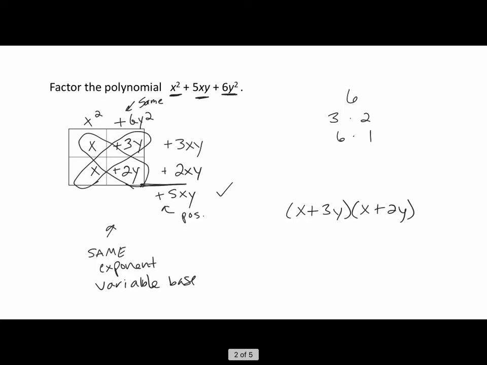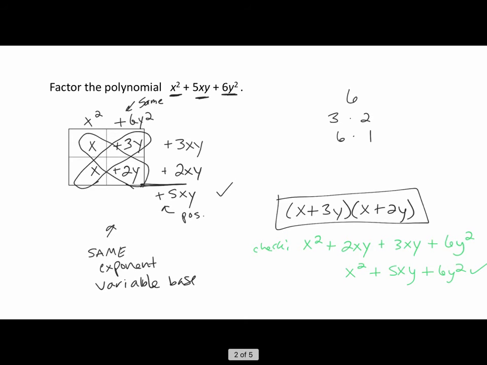So if we were to multiply these together, x times x is x squared. X times 2y is 2xy. 3y times x is 3xy, and 3y times 2y is 6y squared. So we add the like terms together, that's 5xy's, and that shows us that this is the original polynomial that we were given. Proves that we have the correct factors here.